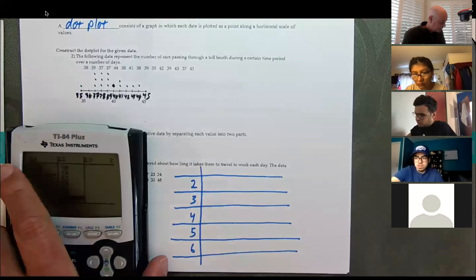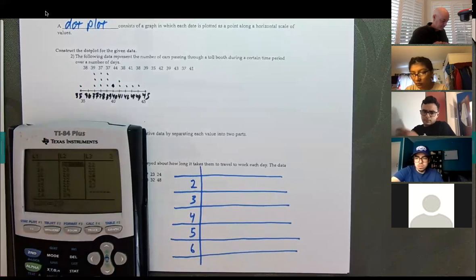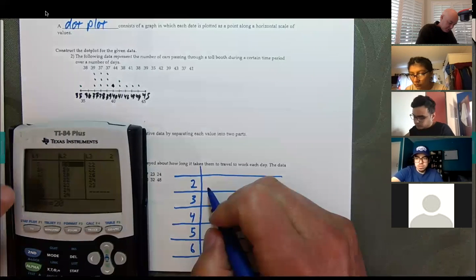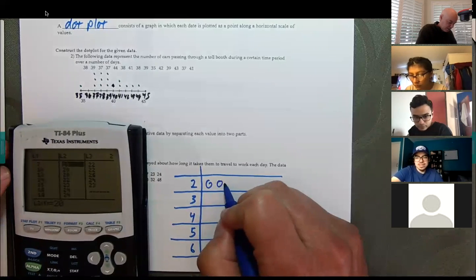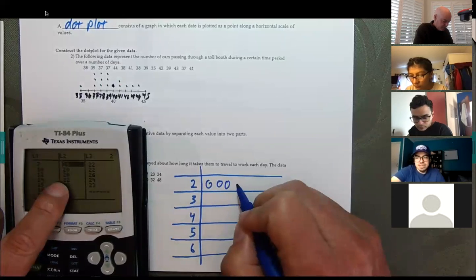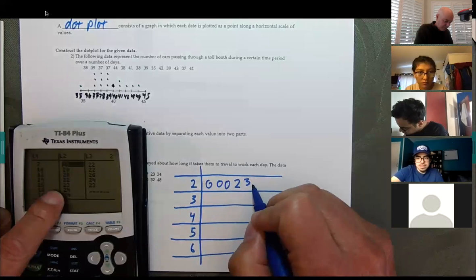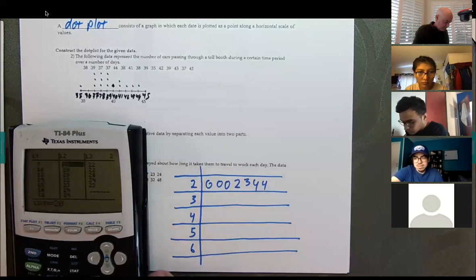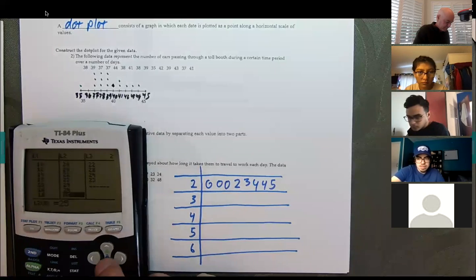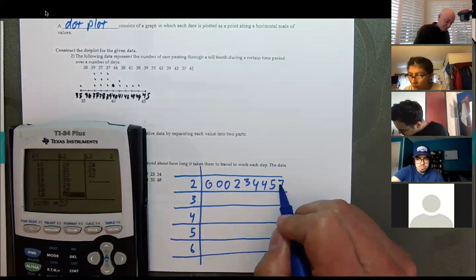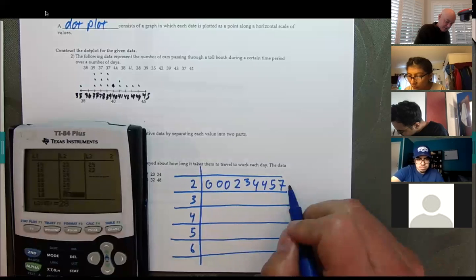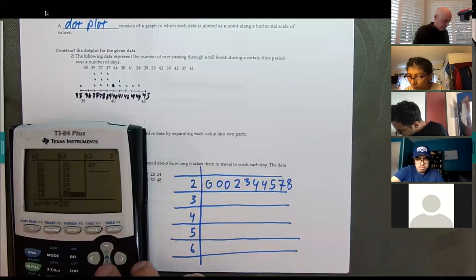And I'm now going to go by my list. How many 20s are there? So I have a 20, a 20, a 20, a 22, 23, a 24, a 24, a 25, 27, 28. And that's it for the 20s.